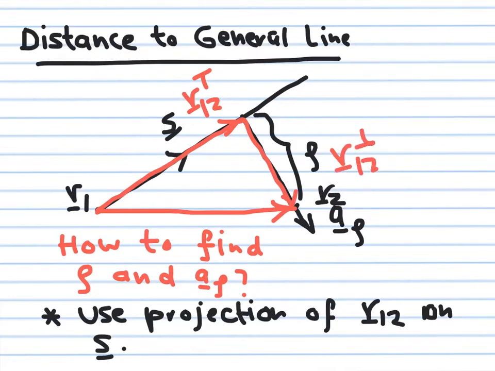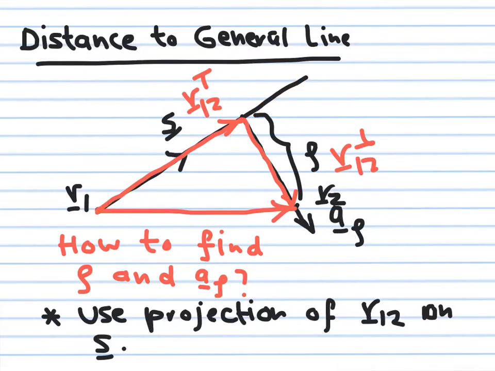Okay, so my target is to use projection to get R1,2 normal, because once I have R1,2 normal, I know what is rho, because rho is the length of this vector, and I know what A rho is, because A rho is simply equal to this vector divided by its length. So this is really how my strategy will go in solving this problem. So this is a projection problem. I will try to project this vector, which is R1,2, along the direction of S.